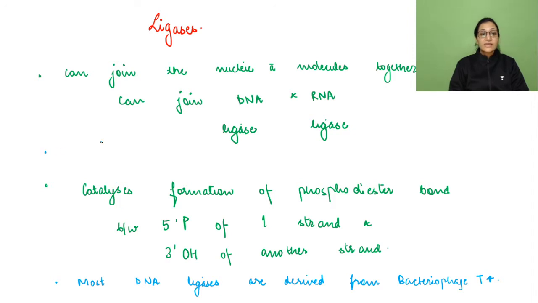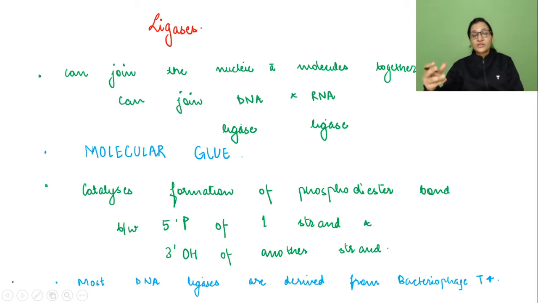Another thing, DNA ligases are also called molecular glue, like restriction enzymes are called molecular scissors. Ligases are called molecular glue because they are responsible for sticking things. Now, as we have seen, restriction enzymes evolved in nature because of the attack of bacteriophage; the bacteria needs to save itself from bacteriophages, so it developed a resistance mechanism to overcome the infection, the restriction enzyme.